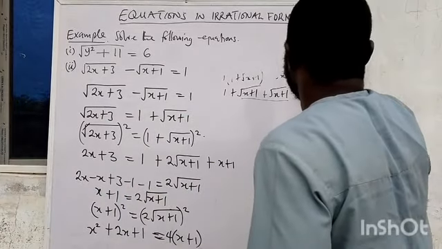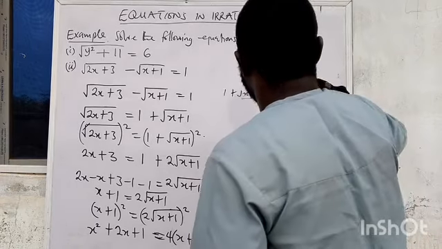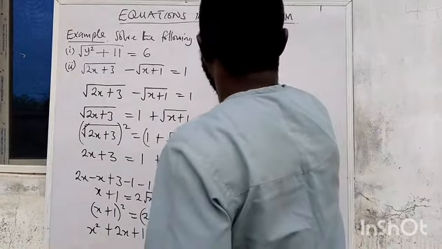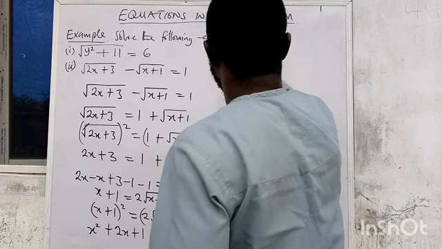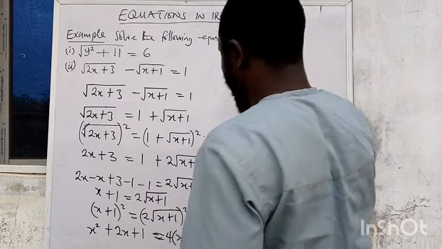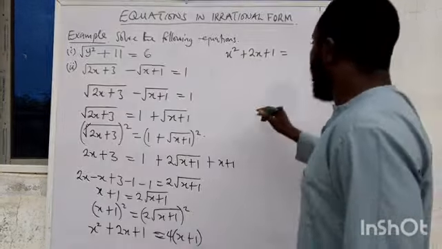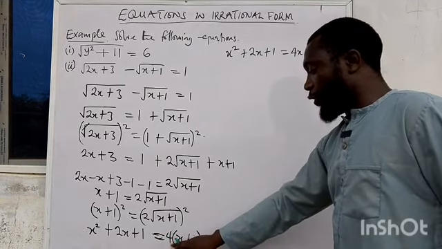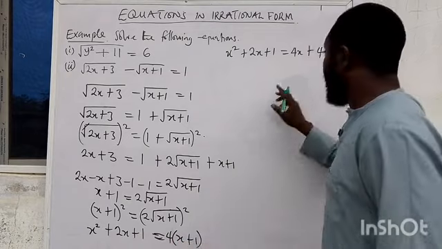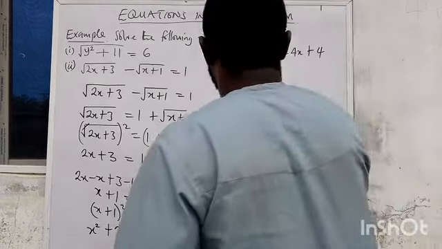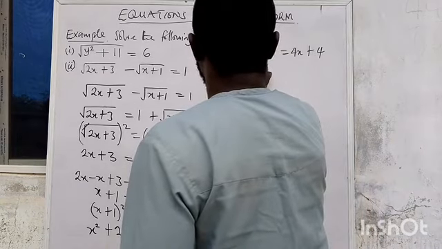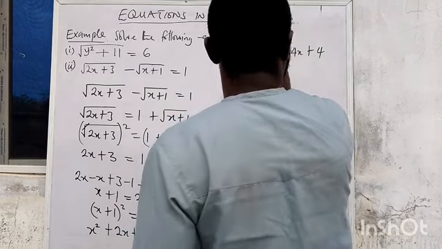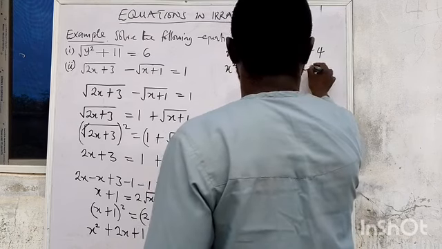So what is left? Now we have x² + 2x + 1 equals, open this bracket, 4x + 4. 4 times x is 4x, and 4 multiplied by 1 is 4. Now let's collect the like terms again. So we have x² + 2x + 1, sorry, move this in, so minus 4x minus 4 equals 0.